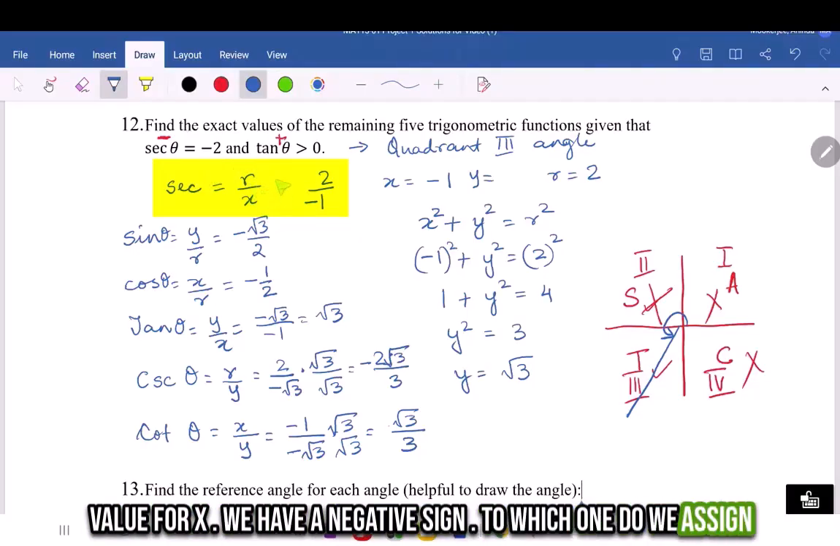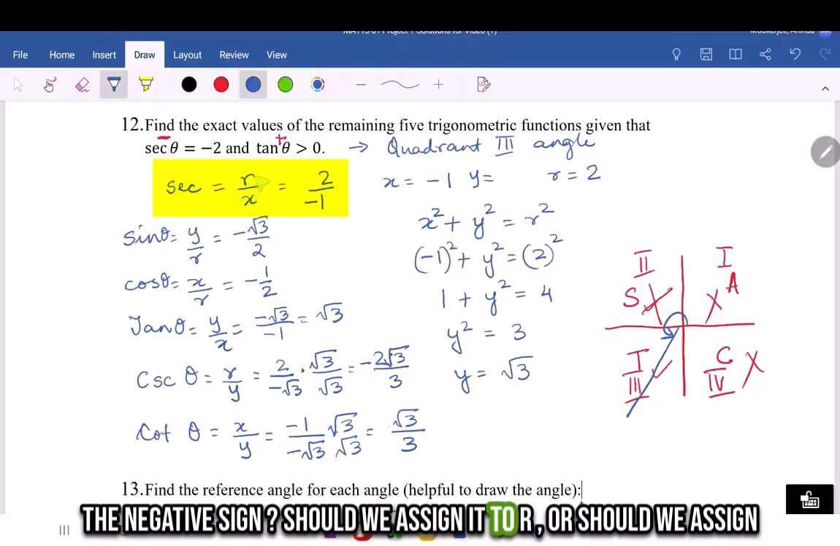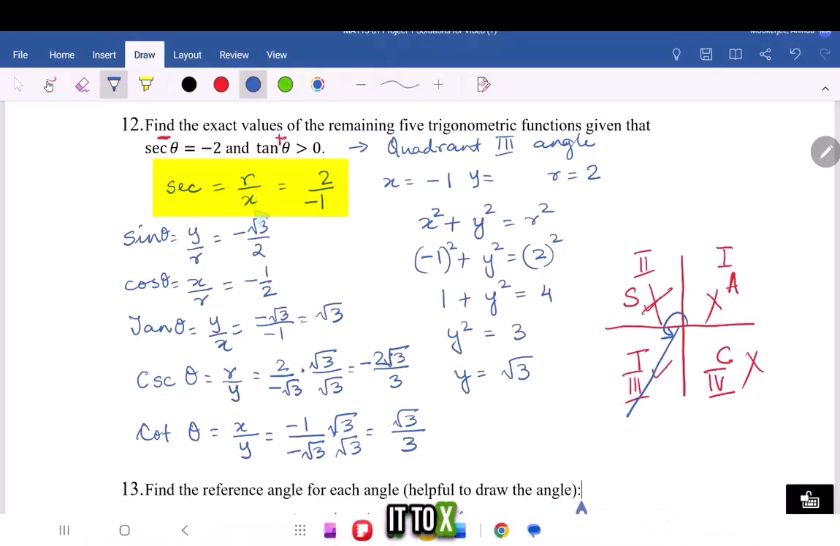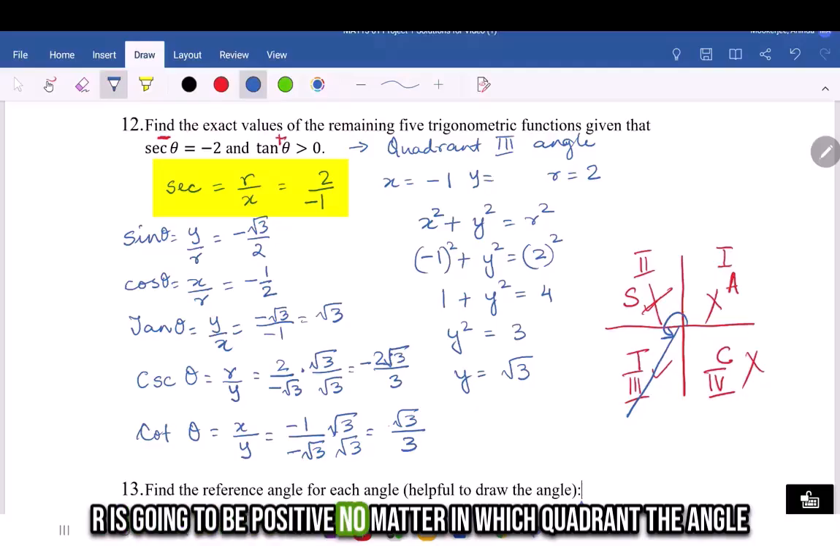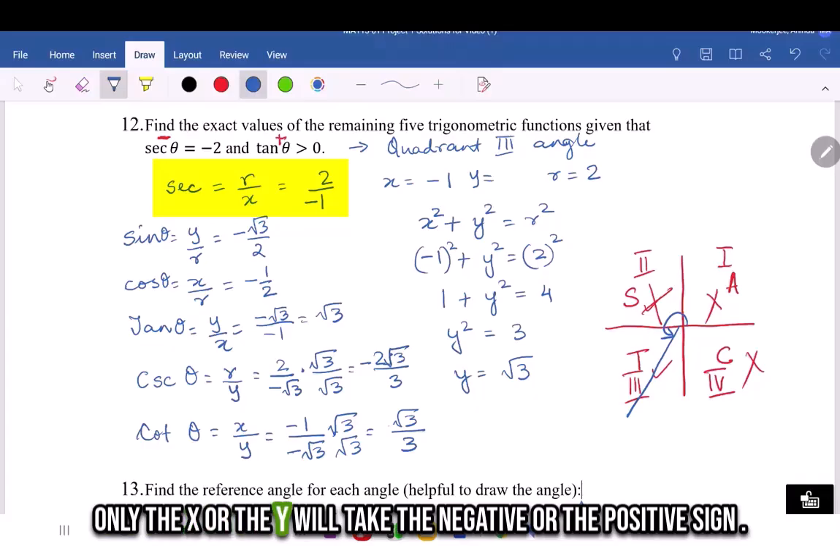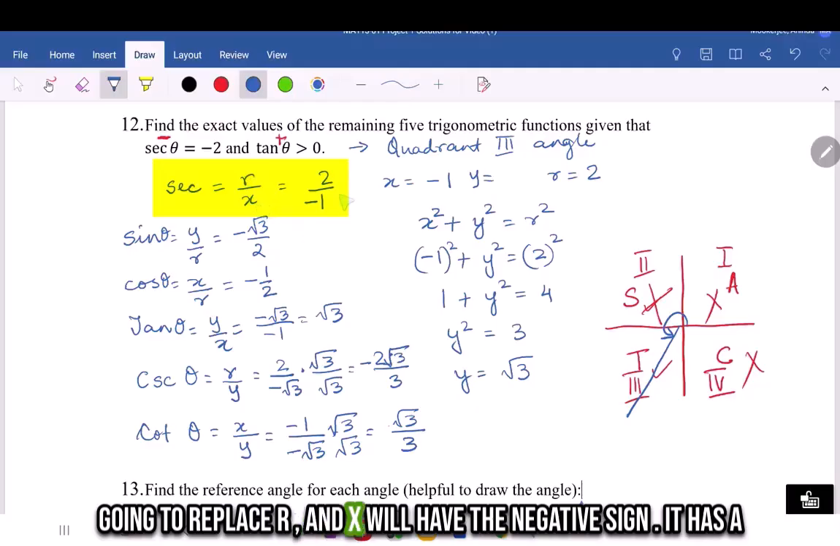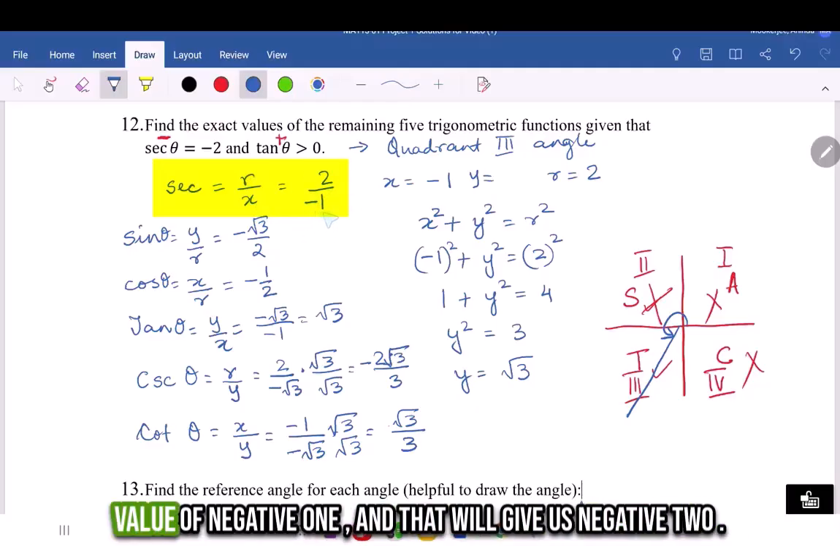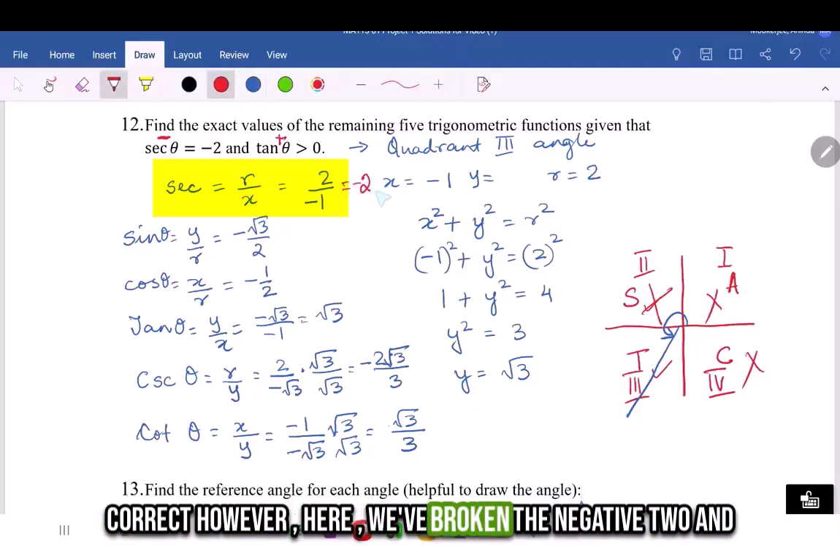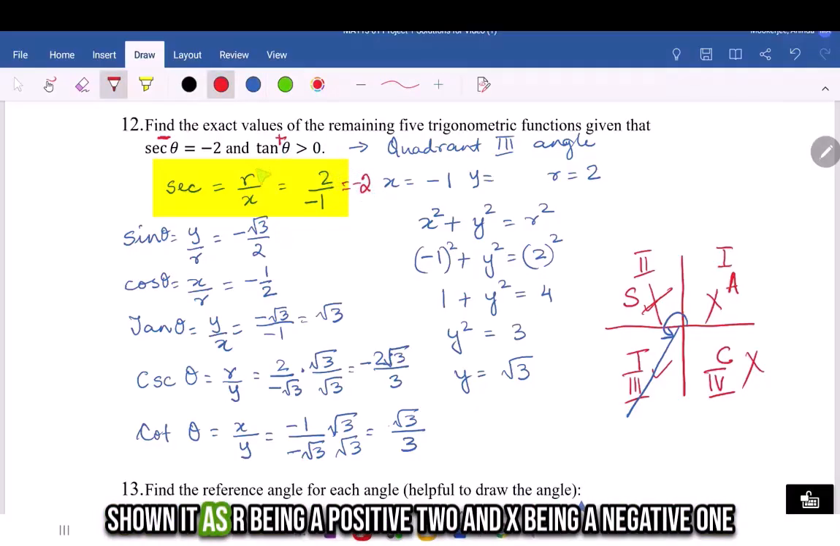To which one do we assign the negative sign? Should we assign it to r or should we assign it to x? R is going to be positive no matter in which quadrant the angle lies. Only the x or the y will take the negative or the positive sign, correct? So I will write 2 as a positive value, and that is going to replace r, and x will have the negative sign. It has a value of -1, and that will give us -2, correct? However, here we've broken the -2 and shown it as r being a +2 and x being a -1.